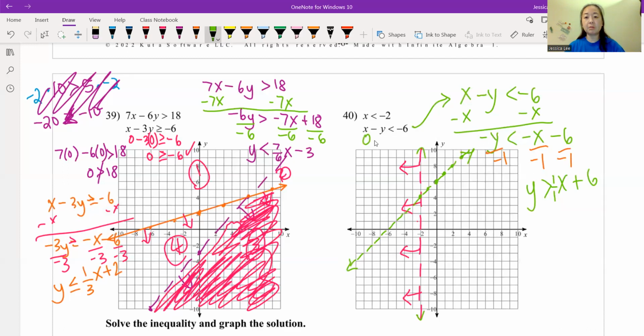All right, so which way is that going to go? So again, this is going to be 0 minus 0 is less than -6. Is 0 less than -6? No, 0 is not less than -6, right? It's greater than -6. So it's not going to be on this side of (0, 0). It's going to be on the upper side, on the opposite side. So again, everything is pointing to this part right here, this portion.